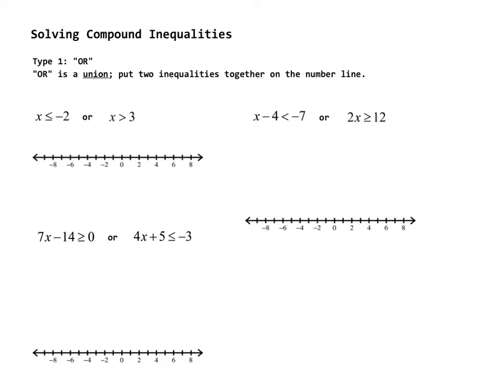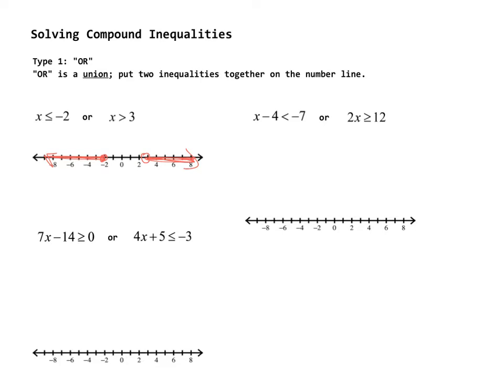So a very basic one, x is less than or equal to -2, or x is greater than 3, means that that is everything that is less than or equal to -2 or greater than 3. So any number to the left of -2 or to the right of 3 satisfies this inequality. It's either less than or equal to -2 or it's greater than 3.